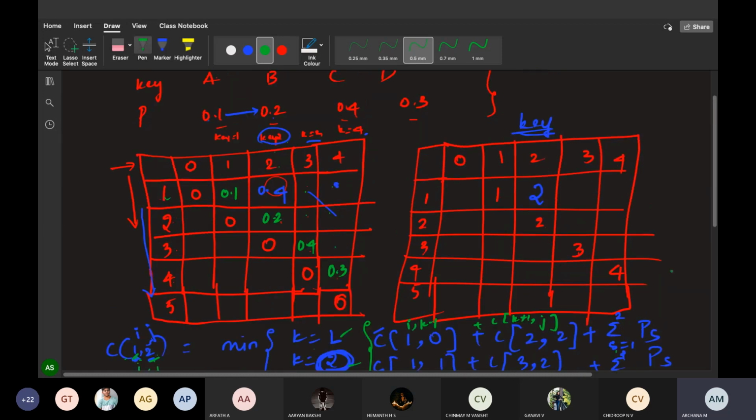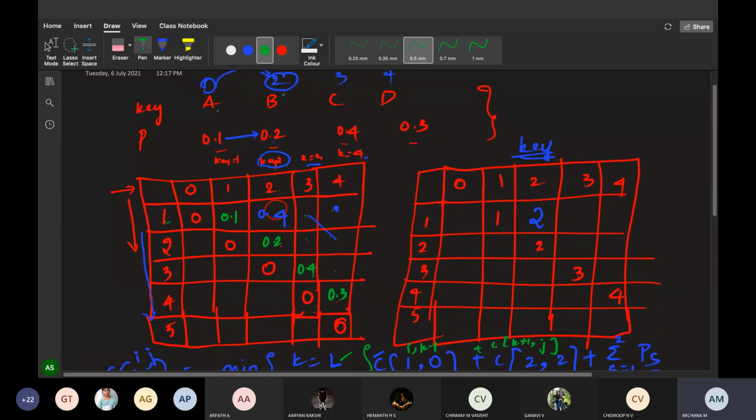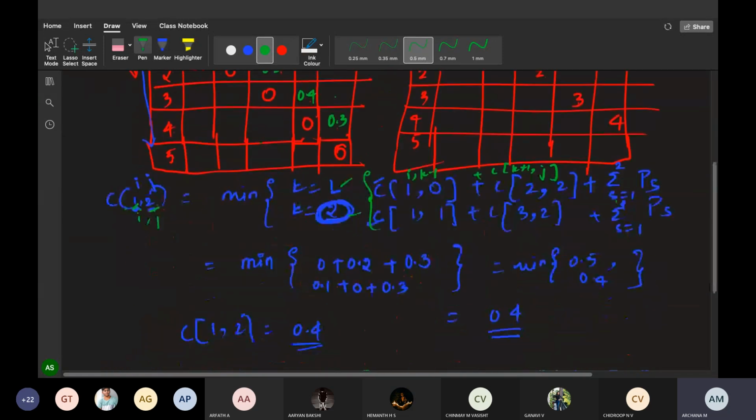Okay, that is what you have to consider. From this node to this node, what is the time you are taking? That is 0.1 plus 0.2, that is this value PS. Okay, understood? Chidru, are you able to follow?